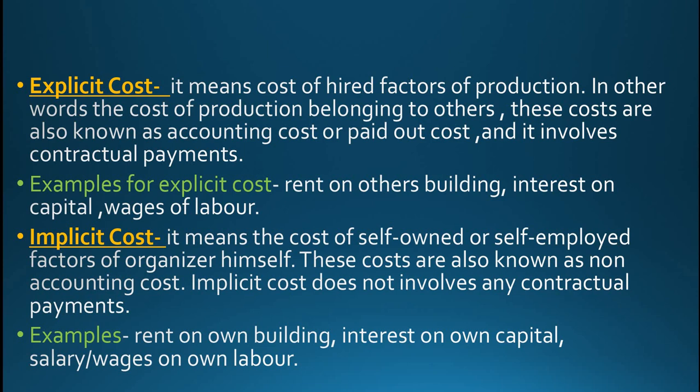Next is implicit cost. What it means? It means the cost of self-owned or self-employed factors of the organizer himself. These costs are also known as non-accounting cost. Implicit cost does not involve any contractual payment. So what it means, self or self-employed factors, खुद के लिए, what will be there? That is called implicit cost. What are the examples? Rent on own building, interest on own capital, salary or wages for his own labor. So all the costs or expenses which belong to self or self-owned employee of the organizer himself are known as implicit cost.